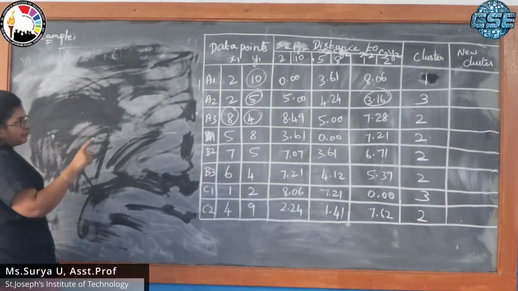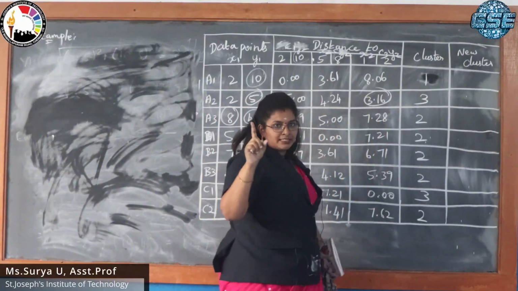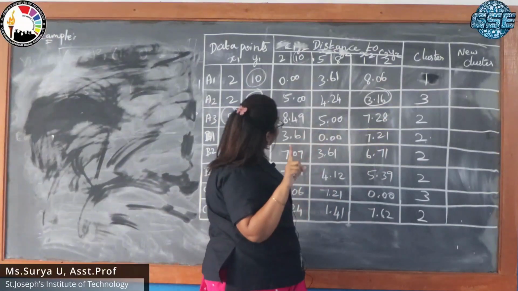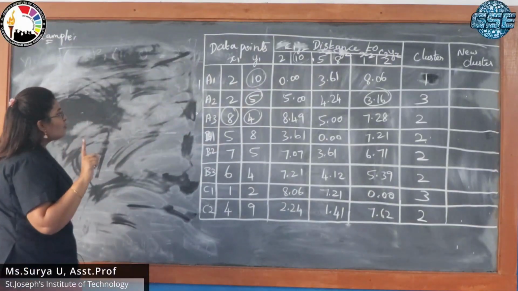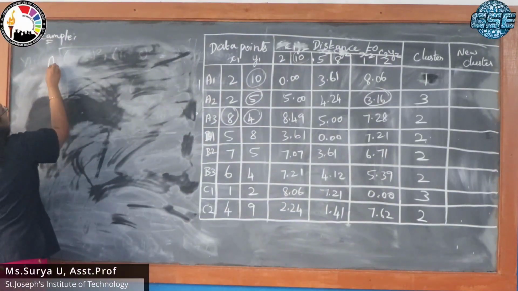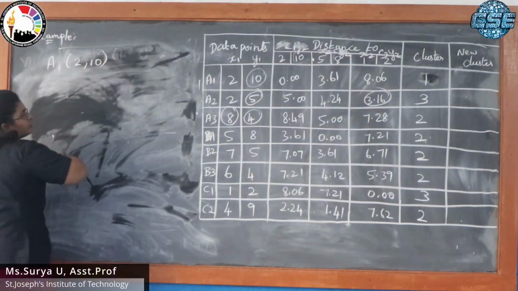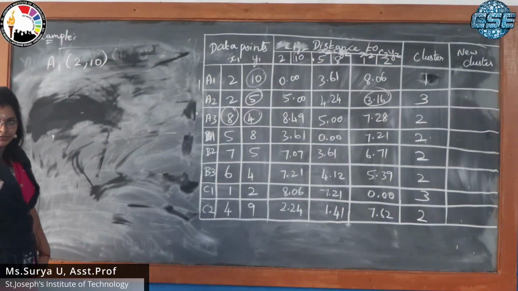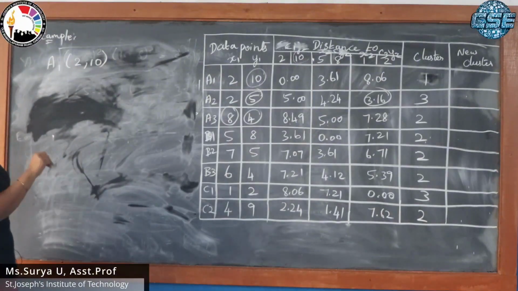For example, cluster 1 belongs to only one data point, right? So only one for the first cluster. So what do we have to write? The first centroid point is the same. There's no need to change your centroid point, because it is only one, so you write it as it is. Now we'll move on to the second.